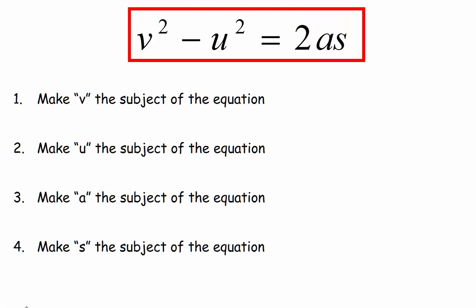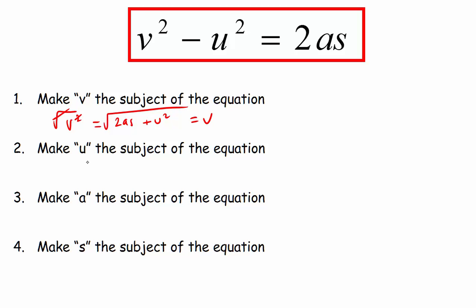Okay, so let's try rearranging for the various components of this equation. Make v the subject. Okay, so you should have a go at this yourself, test your algebra, but here is how you do it. So I need to get rid of the u squared on this side, so if I add u squared to both sides of the equation, I will get 2as plus u squared, and then if I take the square root of both sides of the equation, the root cancels, so I end up with v equal to root 2as plus u squared.